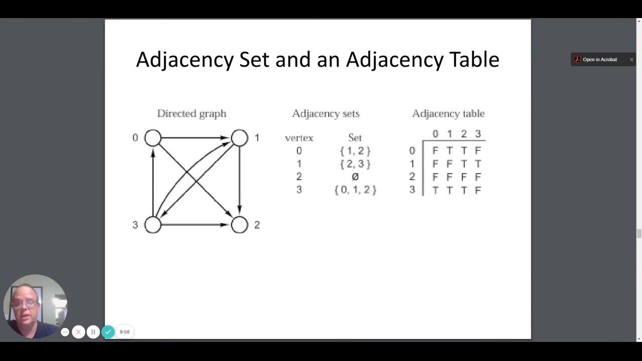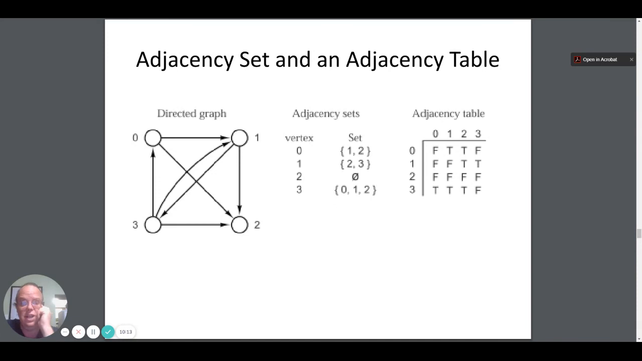Vertex 0 is connected to 1 and 2. Vertex 1 is connected to 2 and 3. Vertex 2 is not connected to anything. It's a null pointer. Vertex 3 is connected to 0, 1, and 2.